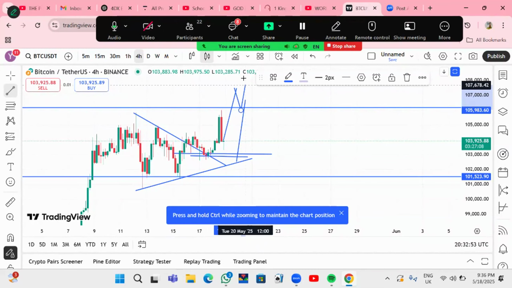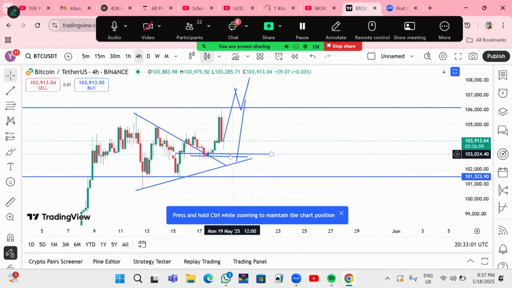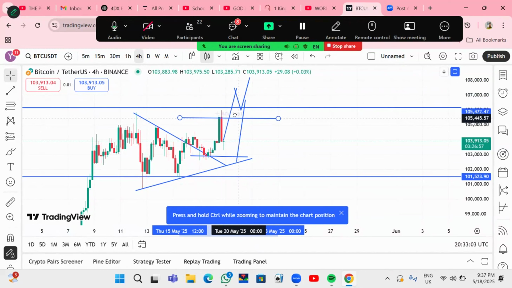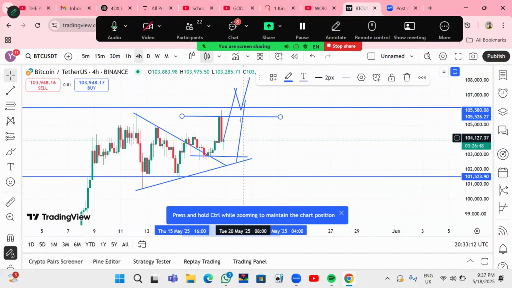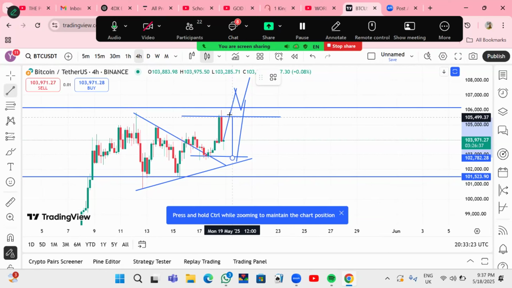If it breaks this high and goes above that previous high, I will move my stop loss from this point to this point. I will leave some gap between this pullback and where I will place it. I'll place it around 105,553. What have I done? I have locked in profits from here to this point.